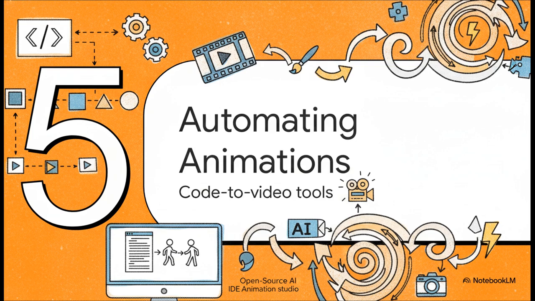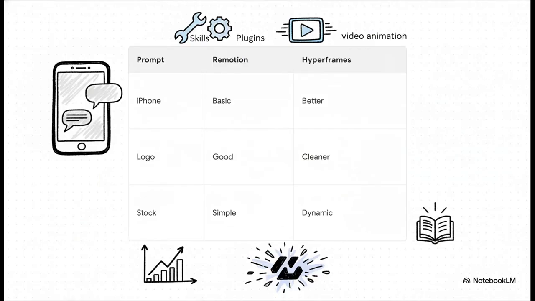Section 5. Automating video animations with code-to-video capabilities. This pushes things way beyond text and code, literally turning your IDE into a mini animation studio. To really demonstrate this, the source tested two skills side by side, remotion and hyperframes. They fed both of them three distinct prompts right inside the code editor: animate an iPhone text conversation, create a particle explosion logo reveal, and animate a 5-year NVIDIA stock chart using live Yahoo Finance data.